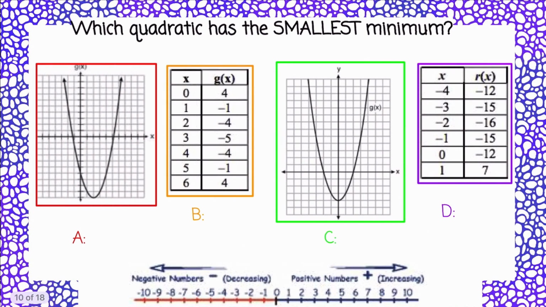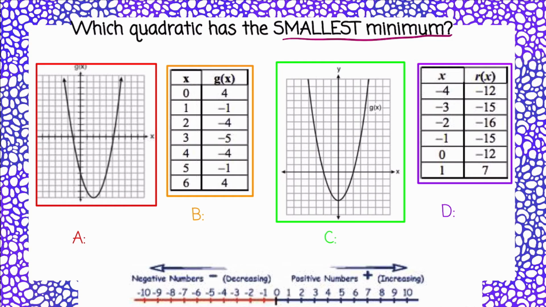So we did largest maximum. Let's do smallest minimum. There's a little change in the process here, and I'll talk about why I have this number line. Okay, I'm looking for the smallest minimum. Let's just find our minimums, and then we'll talk about the smallest.